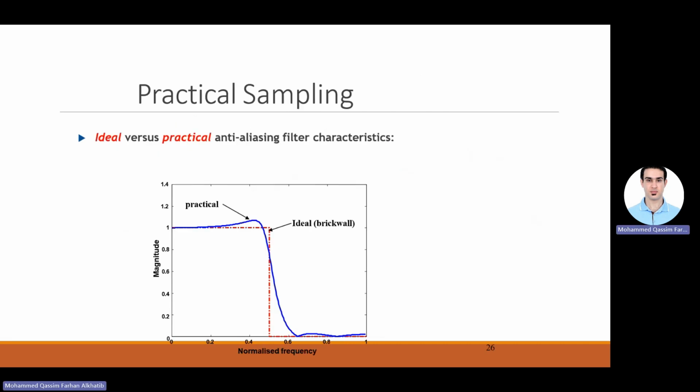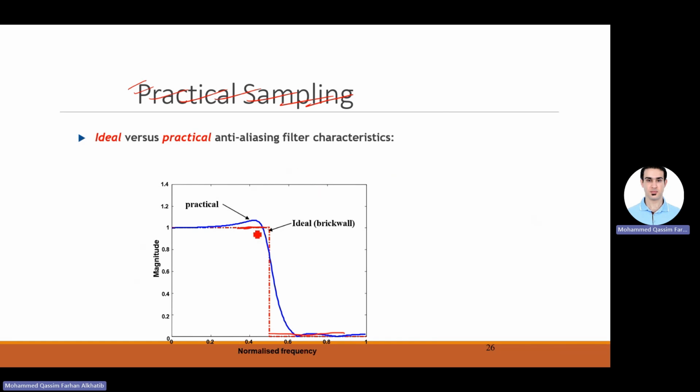All right, so practical sampling. The title has nothing to do with the slide. Basically, for the anti-aliasing filter, what we desire is something like this: sharp, smooth, with a flat response in the pass band region and 0 in the stop band region. However, again, it's impossible to realize or design.